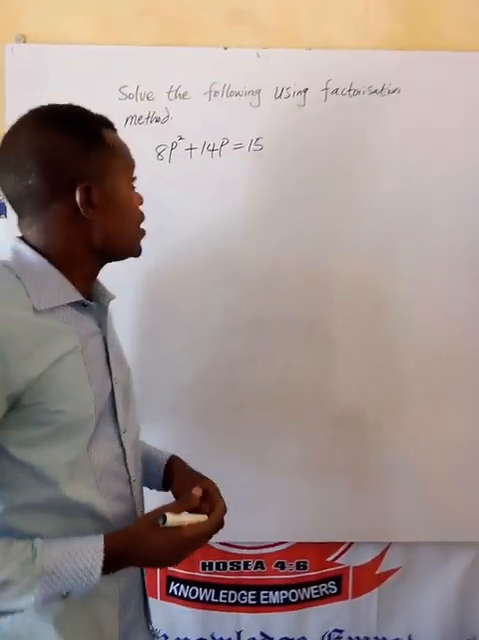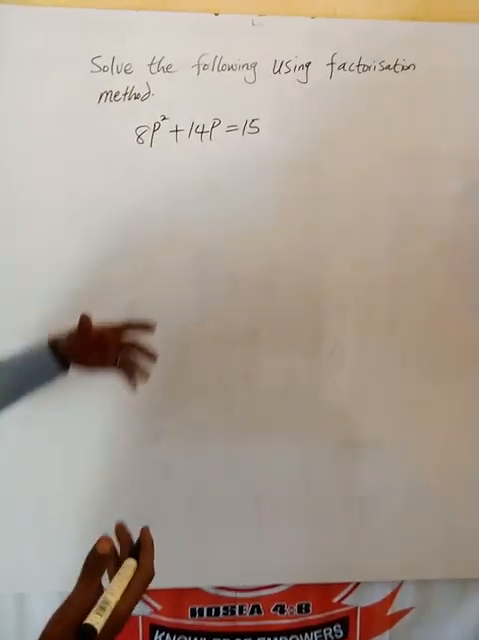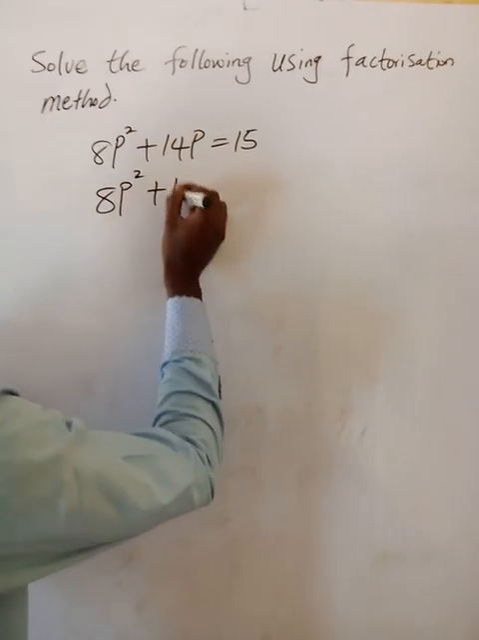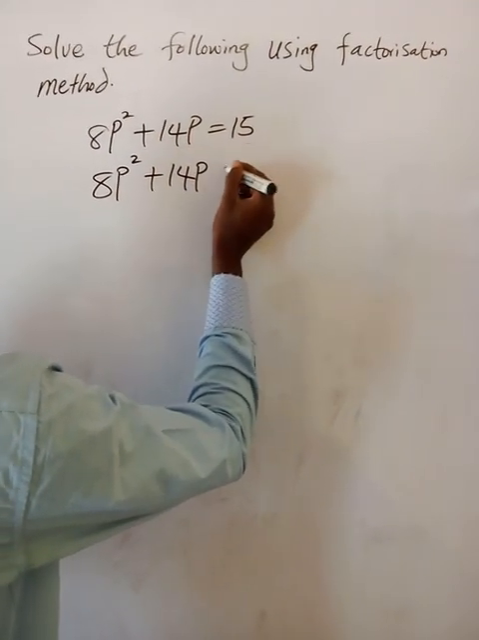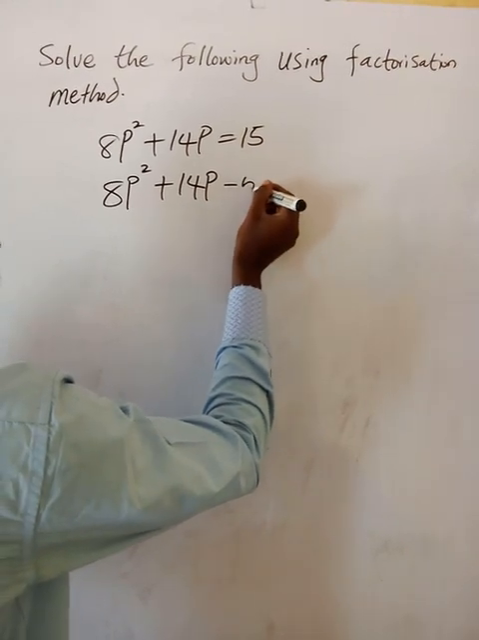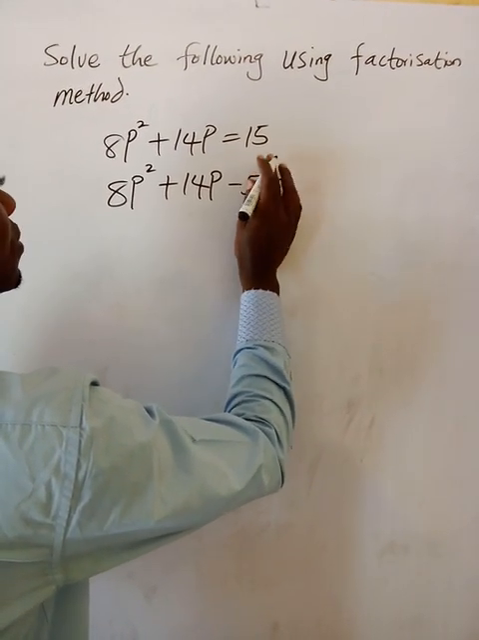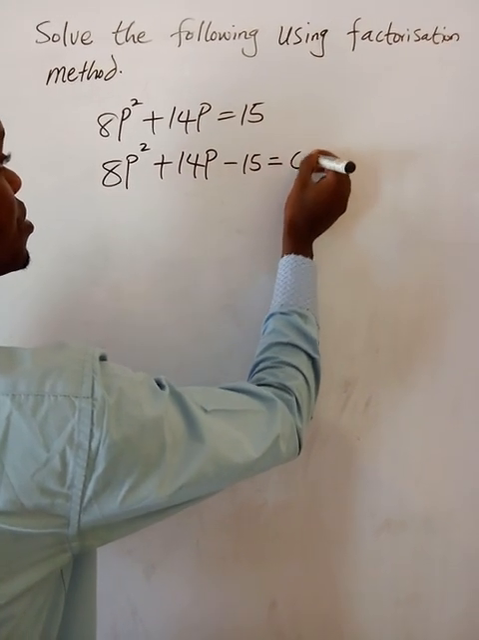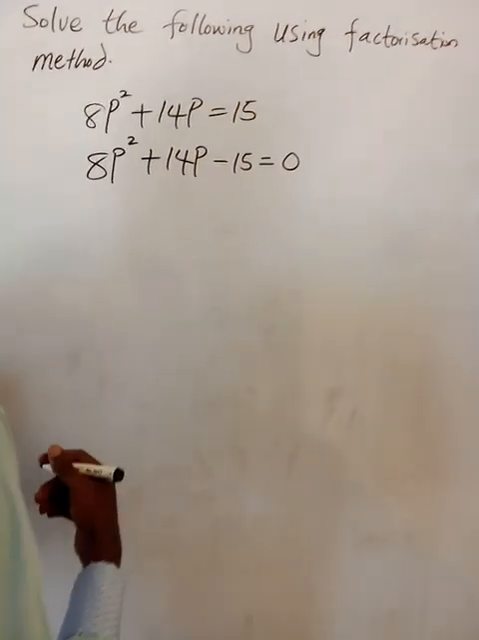In today's class, we are asked to solve this equation by factorization method. This is actually a quadratic equation, so we can write it in this form. Instead of having 15 here, we can bring it over to the left-hand side of the equation. This is minus 15, and then here becomes 0 because we have moved the 15 over.